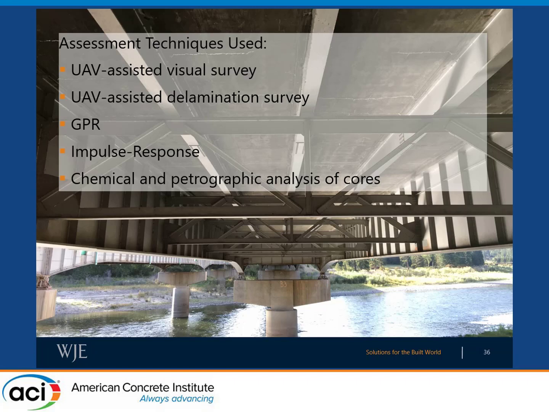We used quite a bit of GPR to figure out where the reinforcing steel was located, and what ended up being pretty important for this particular project was the cover, which ended up being almost 3 inches. We did some impulse response measurements to help, again, identify areas where delaminations had occurred. And then we did a lot of chemical and petrographic analysis of some cores that I didn't talk about here, but it helped us rule out other types of materials distress.